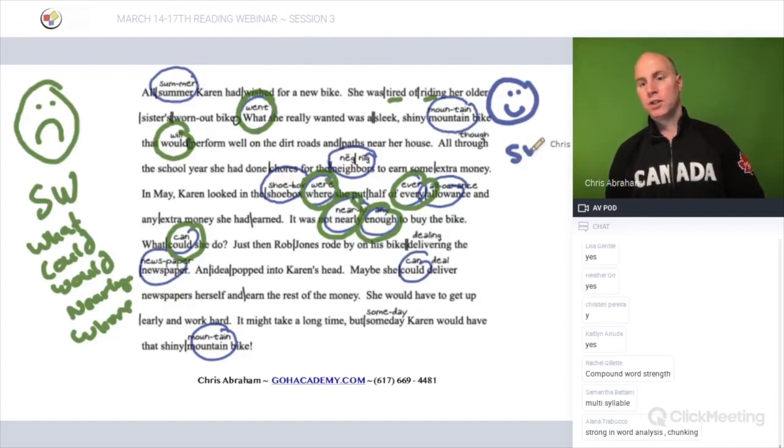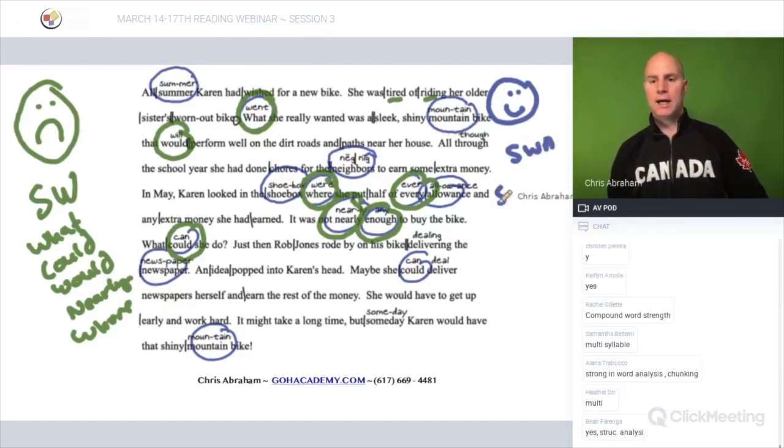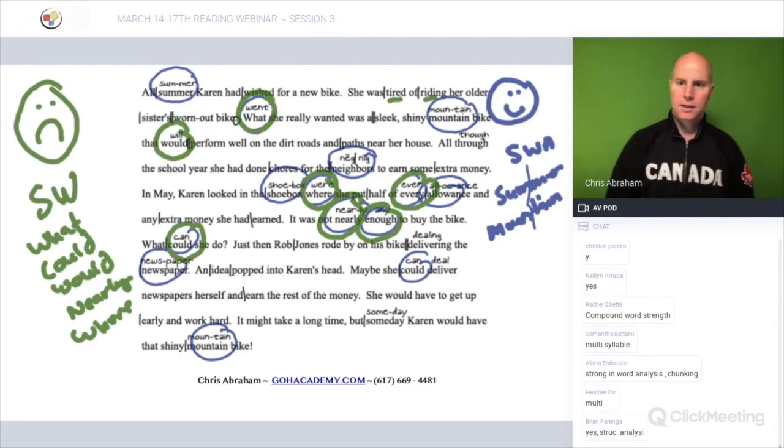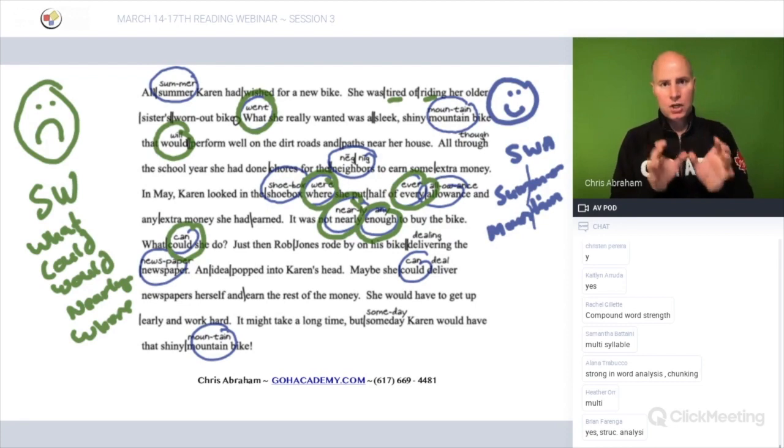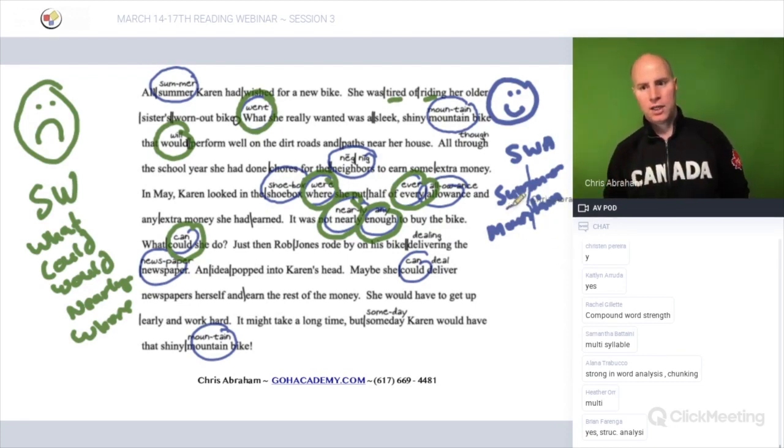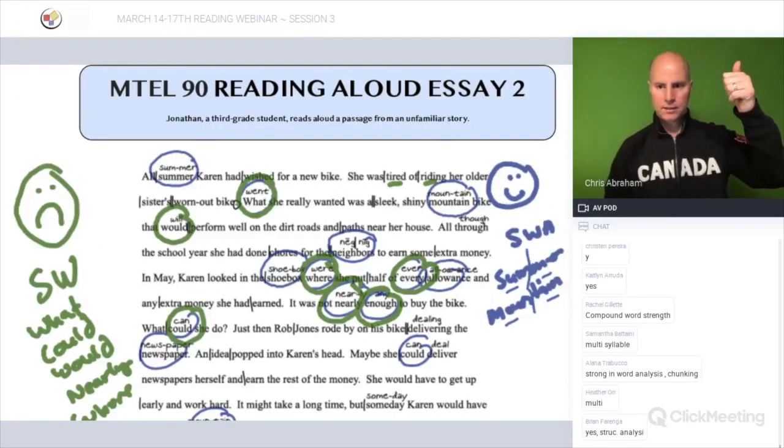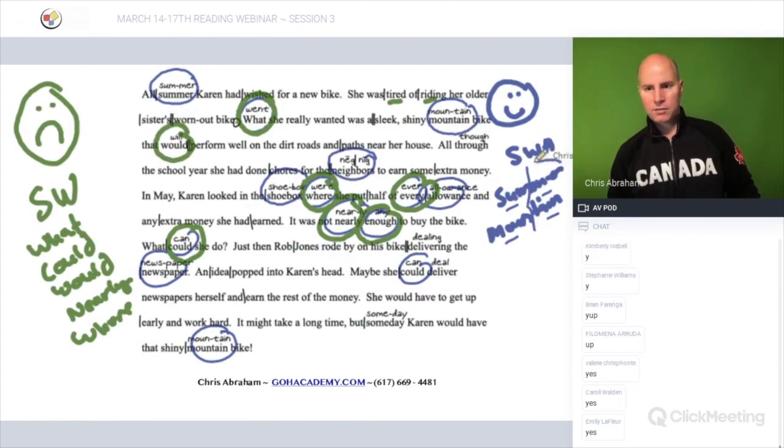So I'm going to write down here structural word analysis, but words like summer and mountain. They're chunking it into syllables. That's a type of structural word analysis. Structural word analysis is the ability to chunk a word into decodable parts. Here they're chunking it into two syllables and blending it together. Give me a thumbs up. So we got them chunking it into syllables for words like summer and mountain.